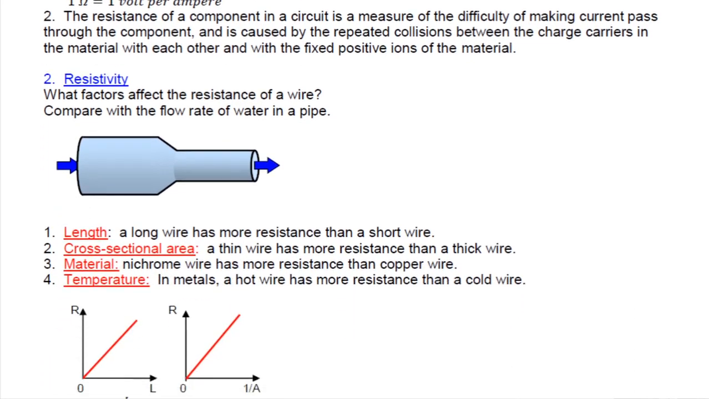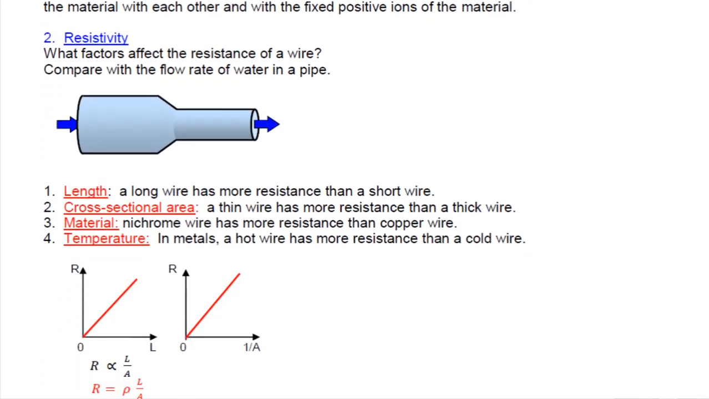Resistivity. What factors affect the resistance of a wire? The length of the wire, right? The longer the length, the more the resistance. The shorter the length, the less the resistance. Cross-sectional area. A bigger cross-sectional area means less resistance. A smaller cross-sectional area means more resistance. The material. Nichrome wire has more resistance than copper wire.